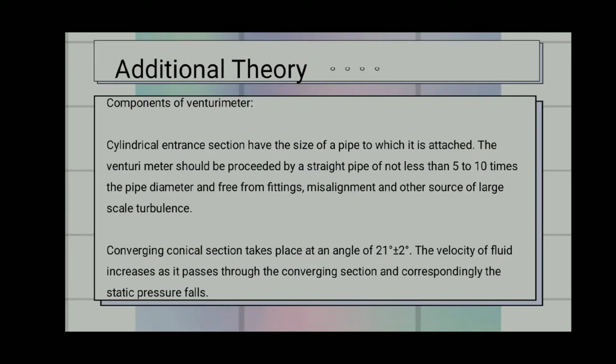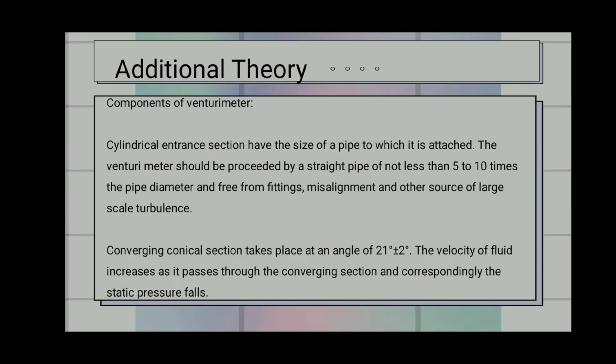Components of Venturi meter. The cylindrical entrance section has the size of the pipe to which it is attached. The Venturi meter should be preceded by a straight pipe of not less than 5 to 10 times the pipe diameter and free from fittings, misalignment, and other sources of large-scale turbulence.